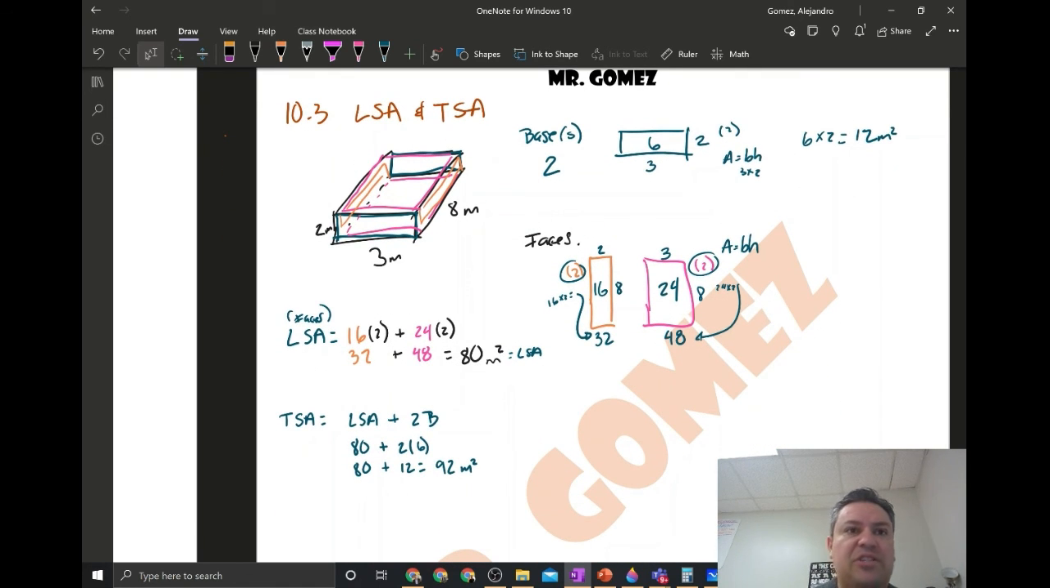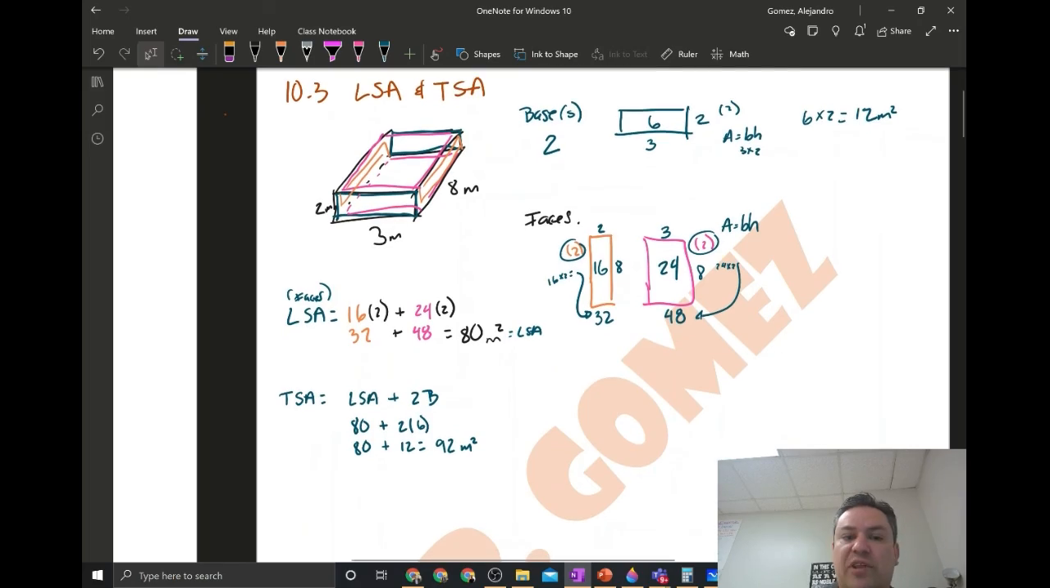In the next video, we're going to be talking about lateral and total surface area of a triangular prism. Stay tuned for that. Don't miss it.